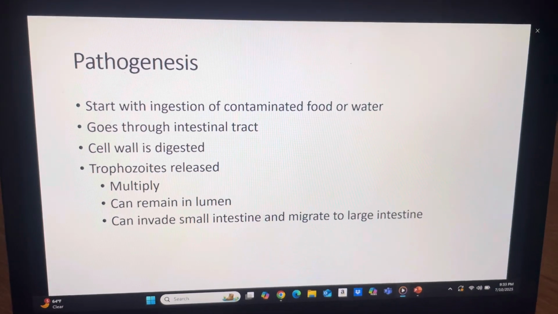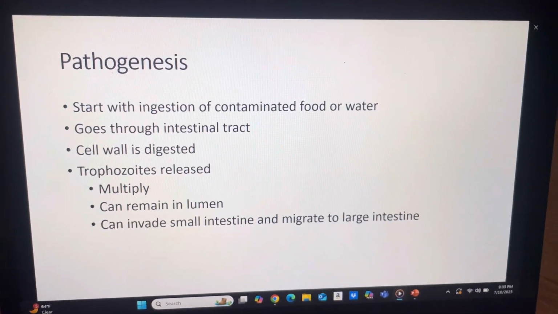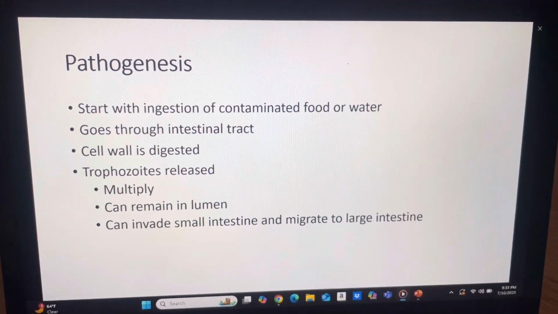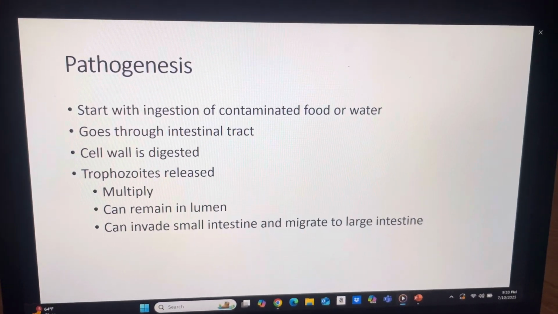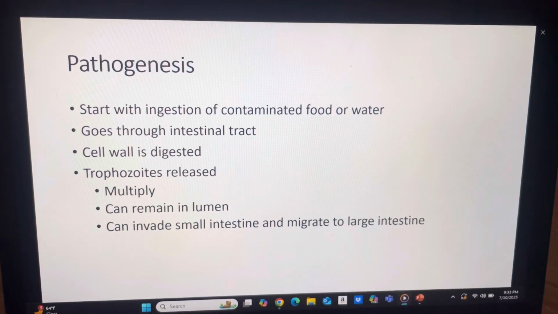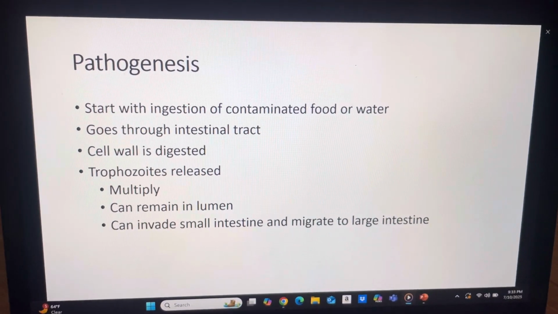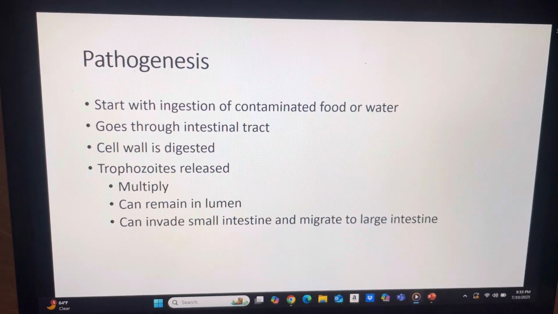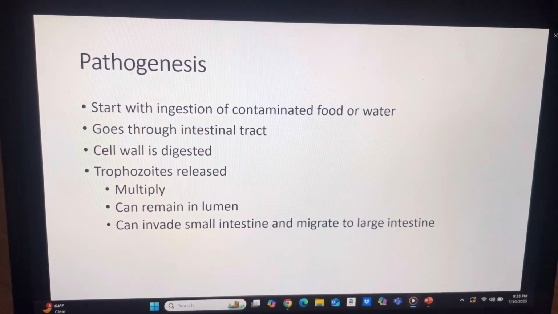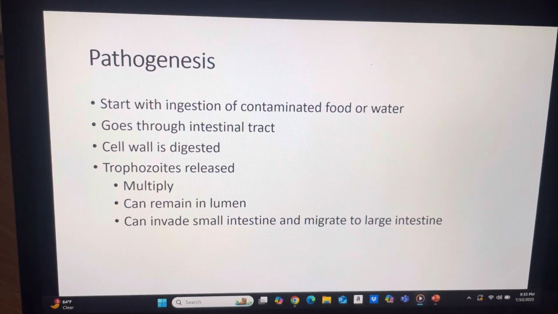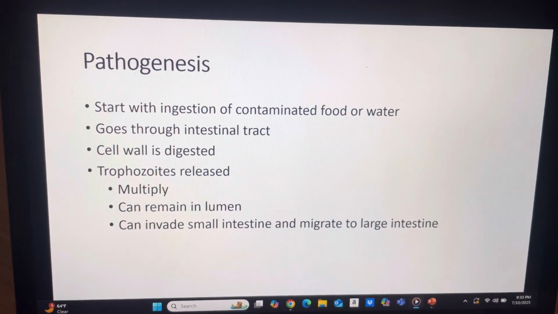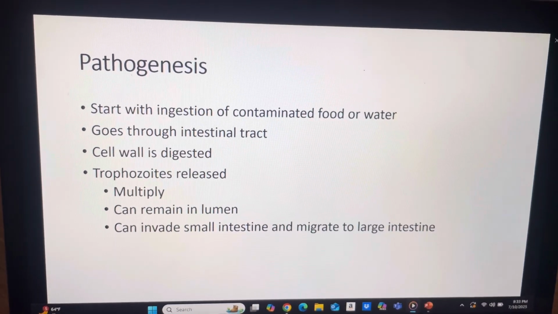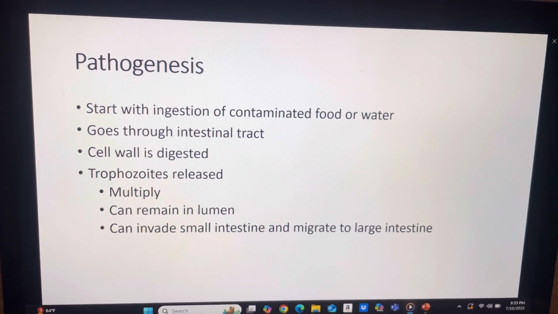Pathogenesis. It starts with ingesting the cyst through contaminated food or water, and then it goes through the intestinal tract, and then the cyst wall is digested by the bile and the acid in the stomach, and then the trophozoite form is released. They then travel to the small intestine and migrate to the large intestine, where they can multiply or they can remain in the lumen.